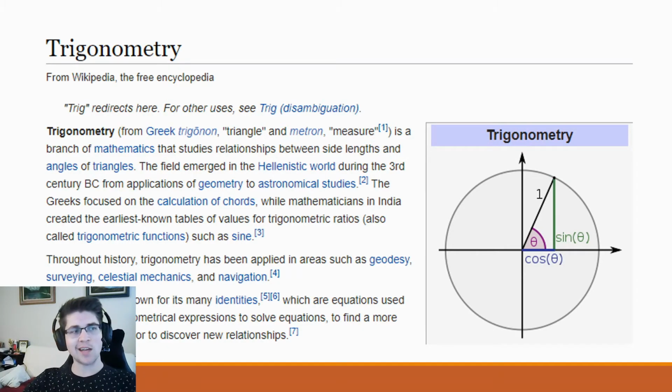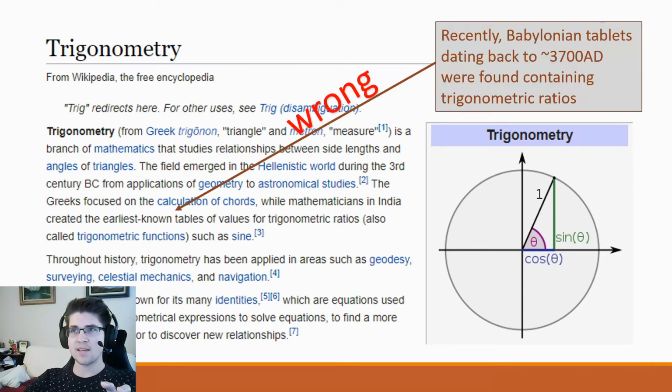So if you search up what is trigonometry on Wikipedia, you'll come up with this page exactly. What it says is the study of angles and triangles, and I wanted to discuss a little bit about the history of trigonometry. There's actually been a more recent discovery in the last few years about ancient trigonometry. If you're reading the slides here, what it says is the Greeks focused on the calculation of chords, while mathematicians in India created the earliest known tables of values of trigonometric ratios. So we think that Indians were the first to trigonometry.